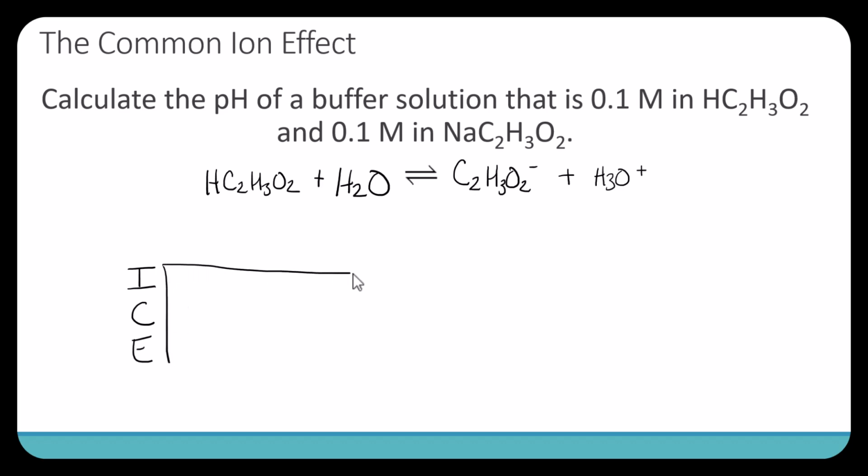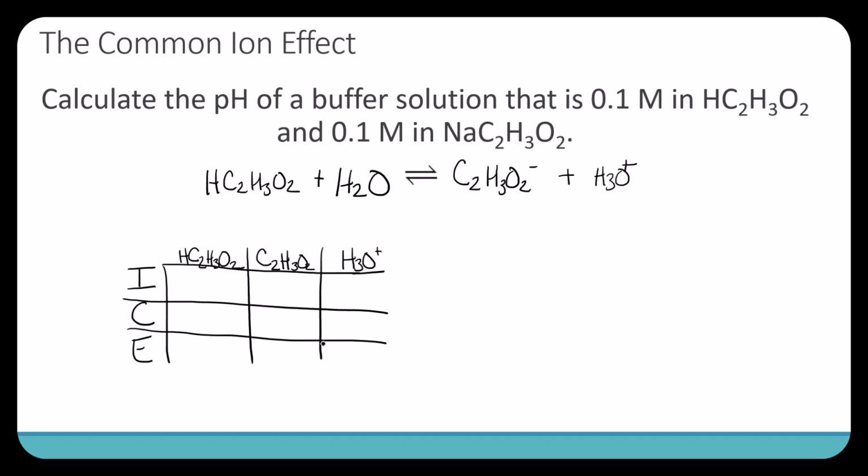To show you the one little wrinkle. So we're going to have our acetic acid. We still leave out water because it's a liquid. We have our acetate ion, and we've got our hydronium. This is an exponent. All right. So the wrinkle here, so buffers, there is a little wrinkle. When I go to fill in the initial concentrations, the products are not zero.